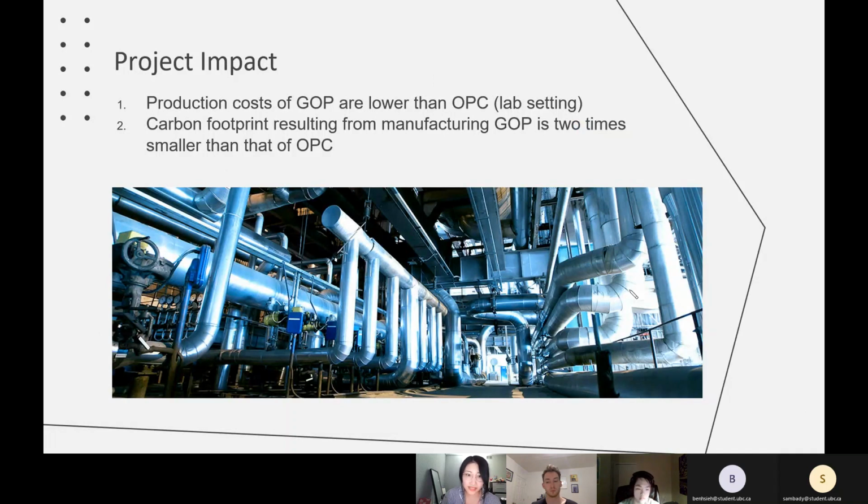The impact of our final design is a 6.24% reduction in costs, along with a total reduction of 61.7% in CO2 emissions. Although the cost will increase should we upgrade to a larger industrial scale, this project and our design clearly demonstrate the environmental benefits of replacing OPC, which is commonly used in industry, with geopolymers.